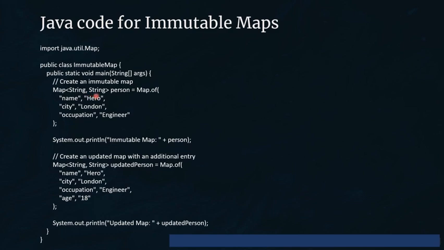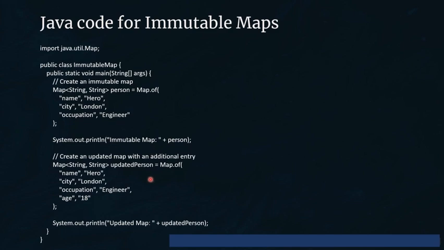Next, here we are using the String keyword, Map.of. Map.of is used to create a map. Here we are giving some inputs as name, Hero, city, London, occupation, engineer. And creating an immutable map is completed. Now we need to print it. System.out.println will print the created immutable map of the person.